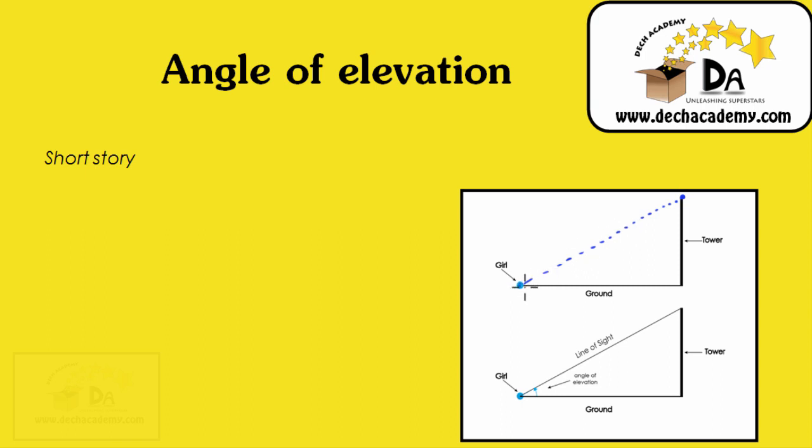So the ground is a horizontal plane level, represented by this black horizontal line. And then there's a tower here. This vertical line represents a tower. The ball is on top of the tower, and the girl is standing here looking upwards at the top of the tower. Now, this dotted line here represents her line of sight. The angle formed between her line of sight and the ground level is known as her angle of elevation.